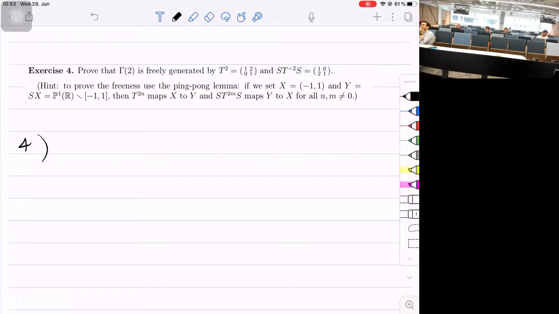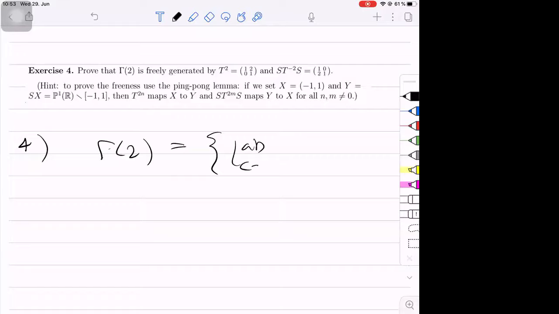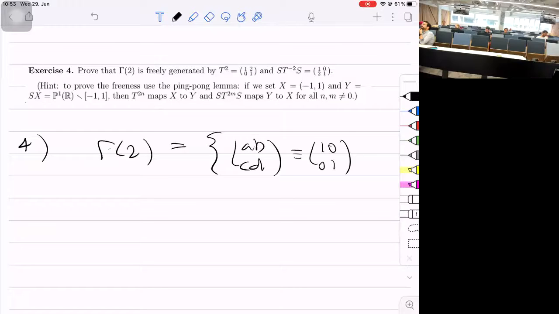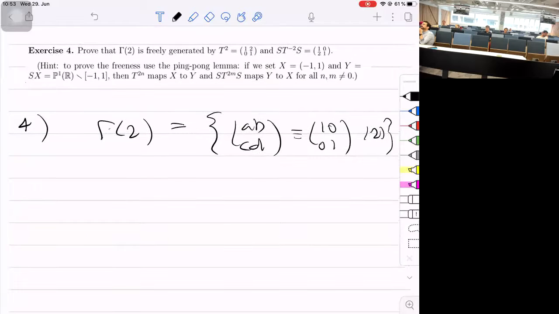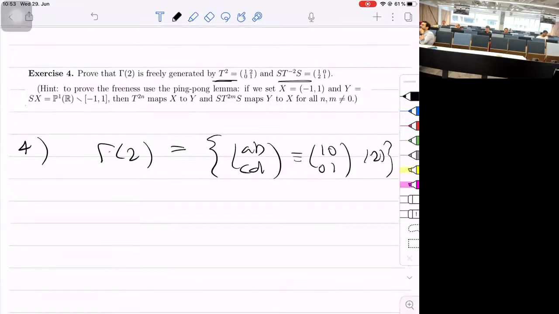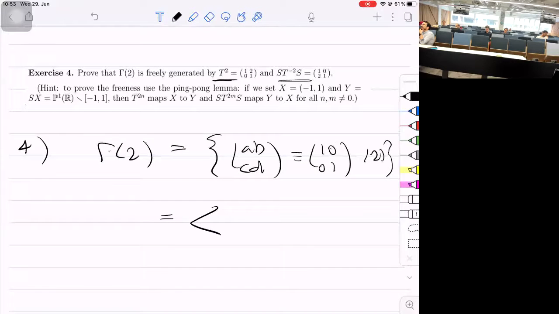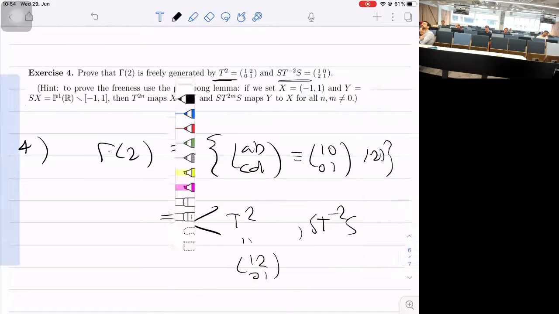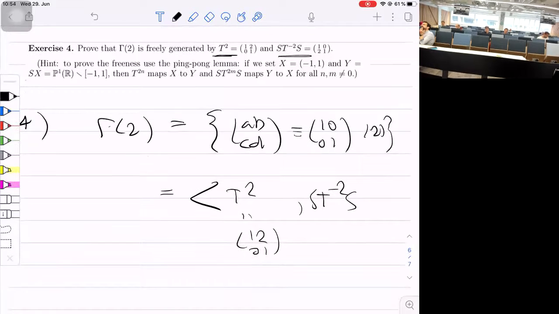So in exercise 4, we're asked to show that this group gamma 2, which is matrices A, B, C, D congruent to the identity mod 2, is generated, and actually freely generated, by these two particular generators. So there are two steps here. First of all, we should show that it's generated by those. That takes a bit of work on its own. And the second step is to show that there are actually no relations amongst these generators.